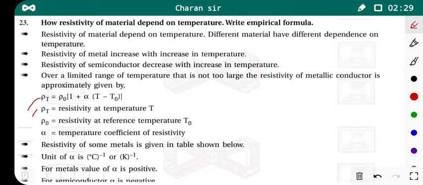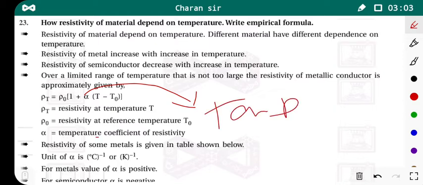In this equation, rho T is the resistivity of the material at temperature T, at a specific value of temperature. Rho 0 is the resistivity of the metal at a reference temperature. You take some reference temperature, that is T0. So rho T is the resistivity at temperature T, and rho 0 is the resistivity at temperature T0. Here alpha is the temperature coefficient of resistivity.